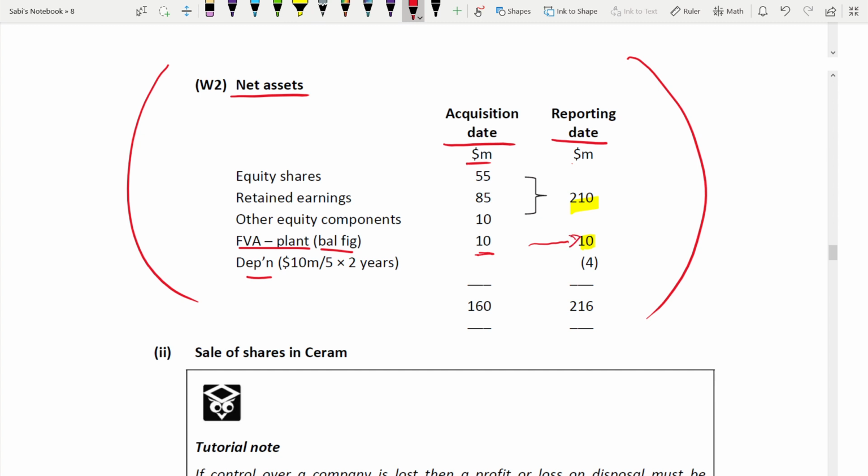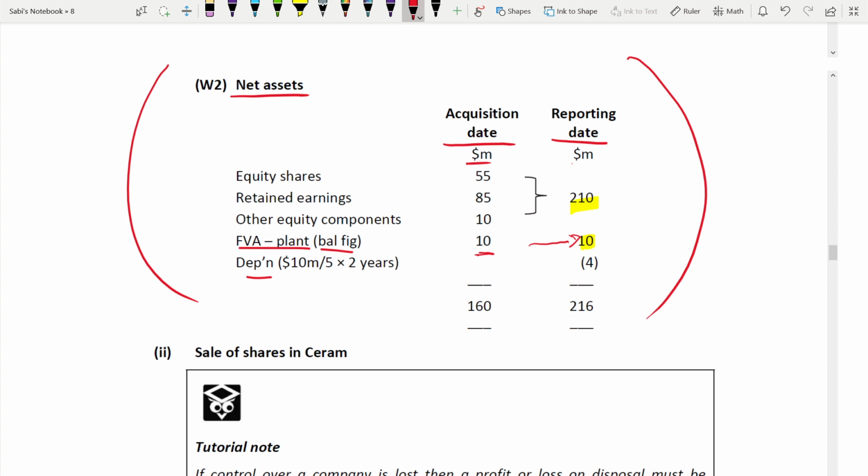It will not be added to the fair value of net assets which has been given, because they told us before adjusting for consolidation. So on consolidation, what comes? This fair value on plant. That's why we are not adjusting it. Next comes depreciation. Depreciation on the reporting date will always be deducted, not on the acquisition date.